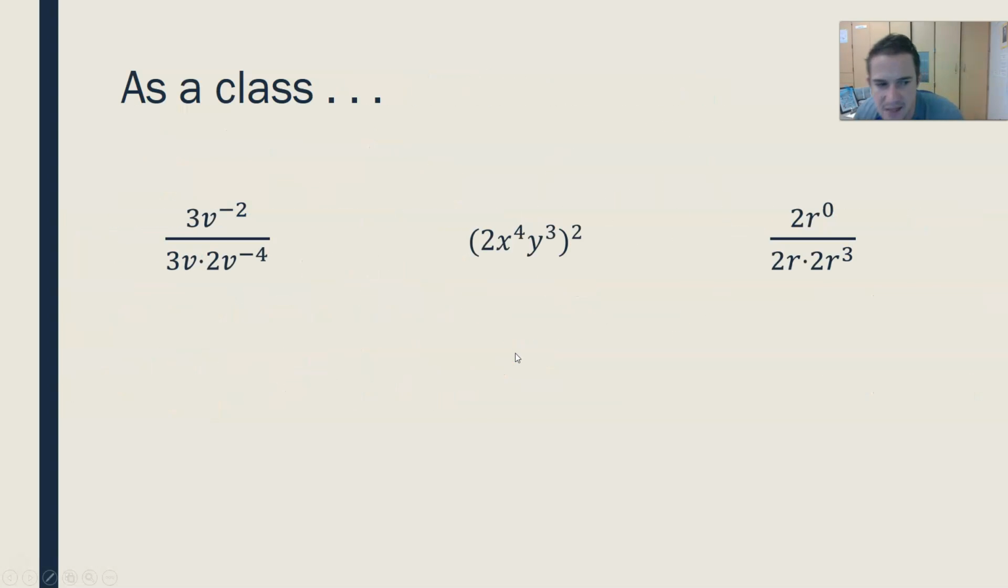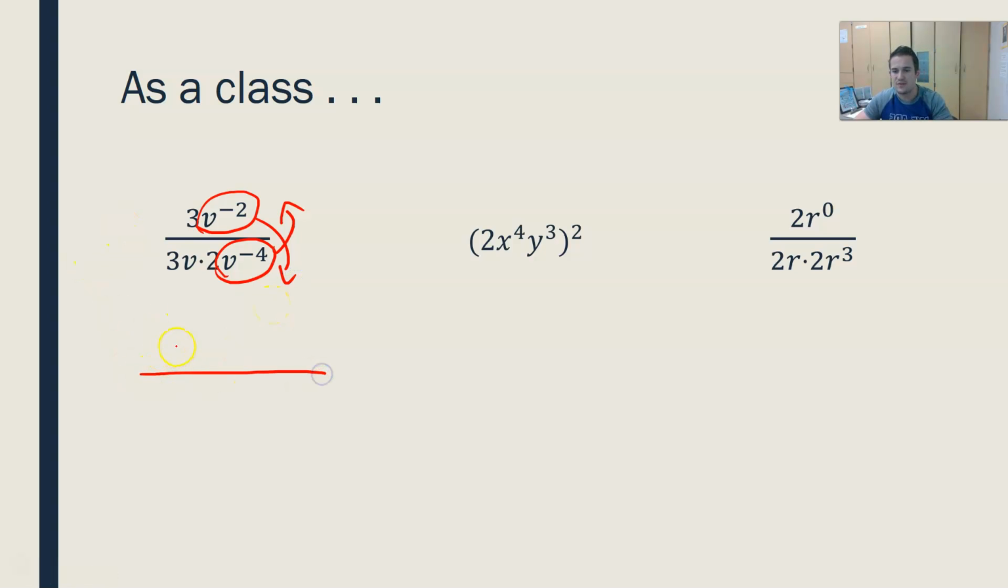So let's do some examples real quick. We're going to combine both of these last lessons to solve some of these problems. So here I have 3v to the negative 2 over 3v times 2v to the negative 4. My first gut feeling here is to see if I have any negative exponents, which I do. That's my first step. Do I have any negative or 0 exponents? Well, what do I do when I have negative exponents? I flip the line and change the sign.